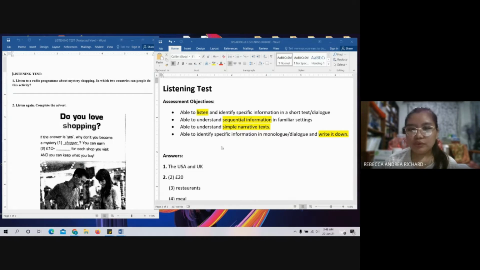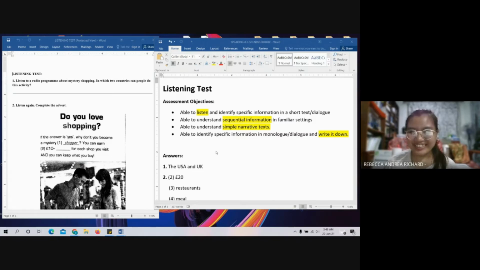So how do we evaluate using these objectives? The students' listening skills will be determined by the marks given based on their correct answers. Overall, our listening test will be 10 marks altogether. Therefore, one correct answer is equivalent to 1 mark. Okay, so we are going straight to our first exercise.